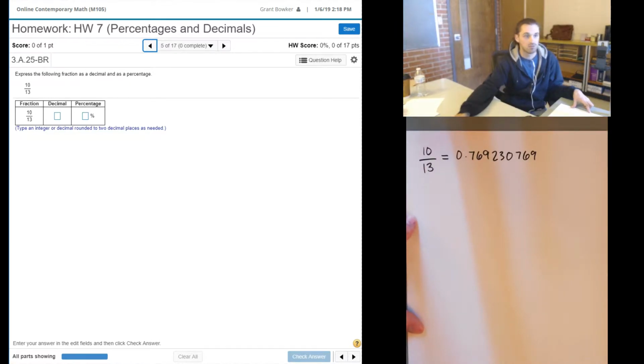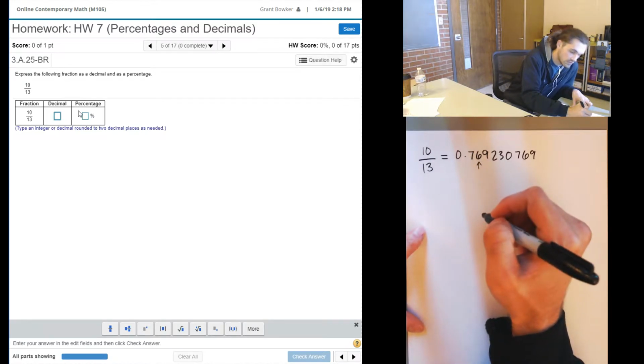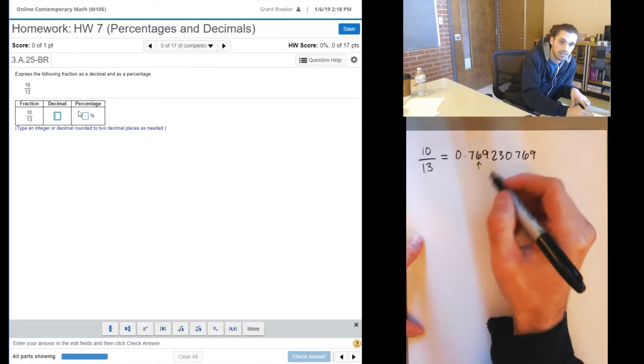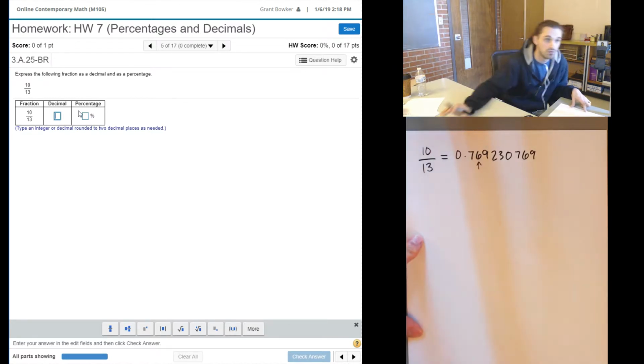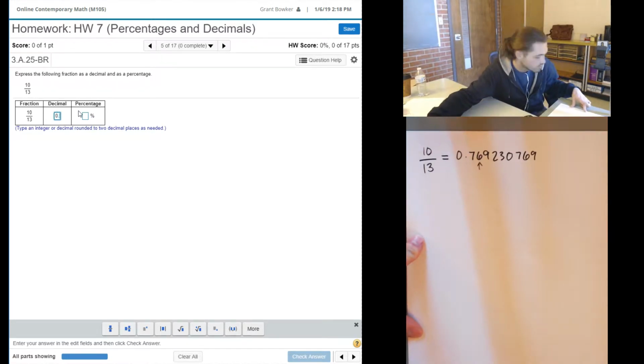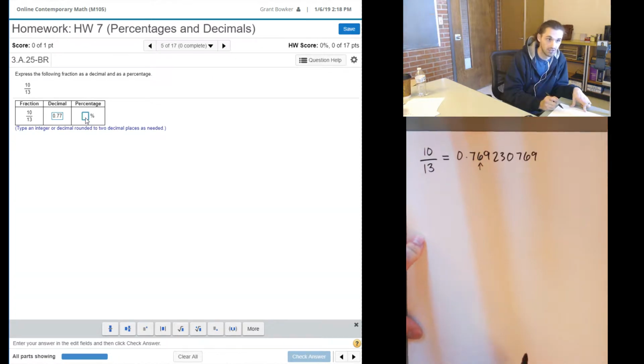So the decimal for this, type an integer or decimal rounded to 2 decimal places as needed. So 2 decimal places would be this decimal place, and 9 is enough to round up the 6. So the decimal we will enter is 0.77.